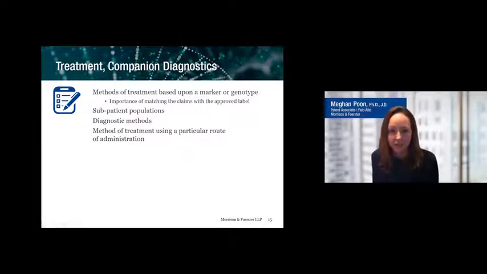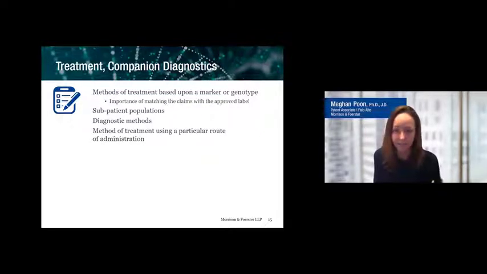Methods of treatment and companion diagnostics are also a key piece of the protection puzzle for biologics. Methods of treatment can also be based upon a marker or a genotype. Here, again, you want to think about matching the claims with the label. So if your label says that the patient needs to be HER2 positive, well, then it's likely worthwhile to pursue a patent claim to methods of treating individuals that are HER2 positive.